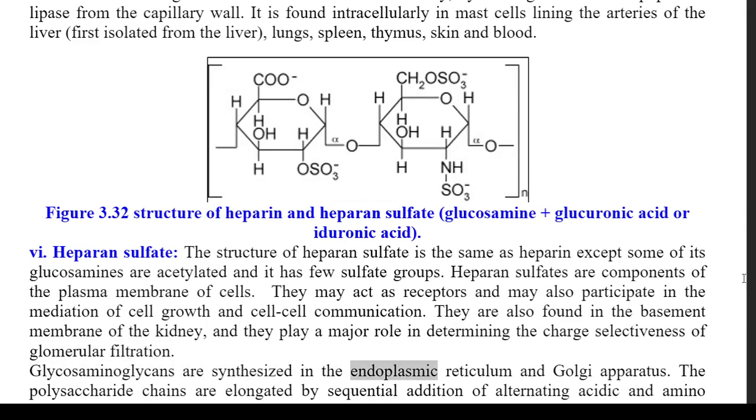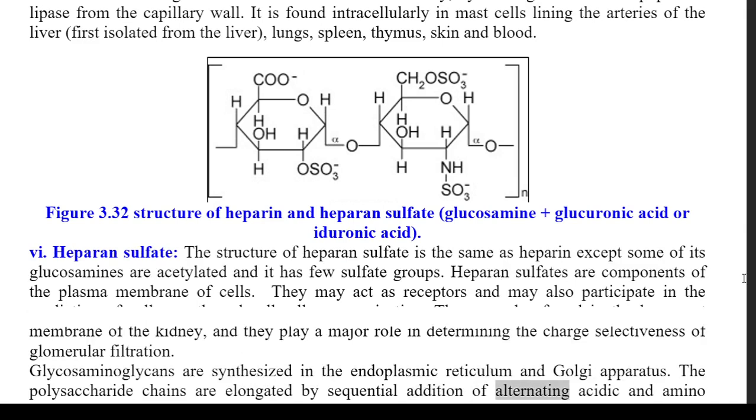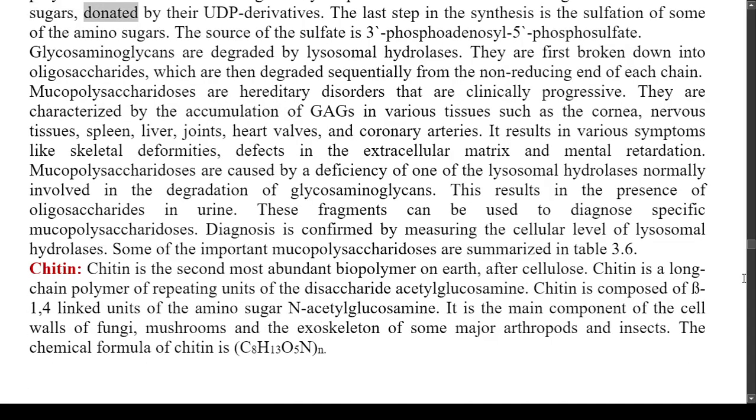Glycosaminoglycans are synthesized in the endoplasmic reticulum and Golgi apparatus. The polysaccharide chains are elongated by sequential addition of alternating acidic and amino sugars, donated by their UDP derivatives. The last step in the synthesis is the sulfation of some of the amino sugars. The source of the sulfate is 3'-phosphoadenosine 5'-phosphosulfate. Glycosaminoglycans are degraded by lysosomal hydrolysis. They are first broken down into oligosaccharides, which are then degraded sequentially from the non-reducing end of each chain.